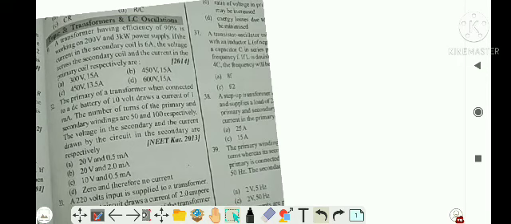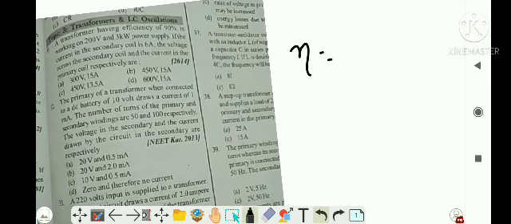The first question: a transformer having efficiency of 90% is working on 200 volt and 3 kilowatt power supply. If the current in the secondary coil is 6 ampere, find the voltage across the secondary coil and current in the primary coil. So I hope you understand what is primary and secondary coil, right? Now what is our efficiency?